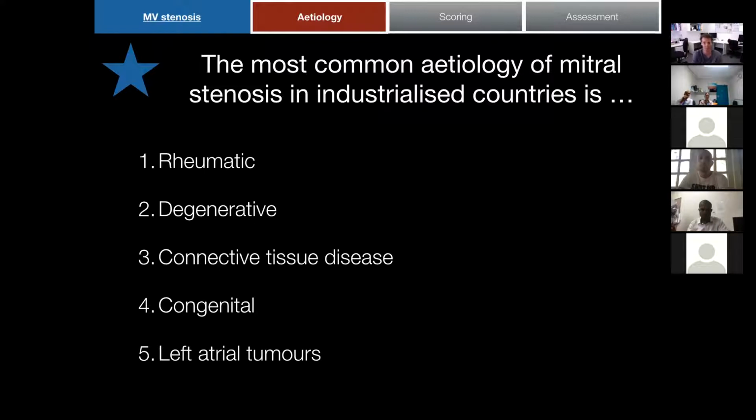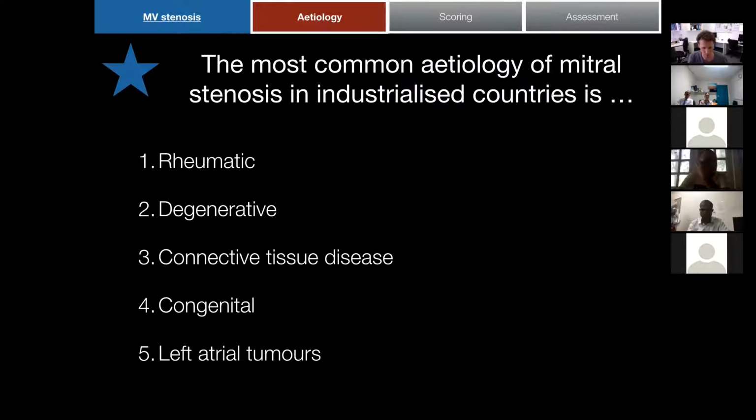The most common etiology of mitral stenosis in industrialized countries is which? Is it rheumatic fever, degenerative changes, connective tissue disorder, congenital, or left atrial tumors? Who wants to have a crack at this? It's rheumatic, 99. Nice, absolutely.